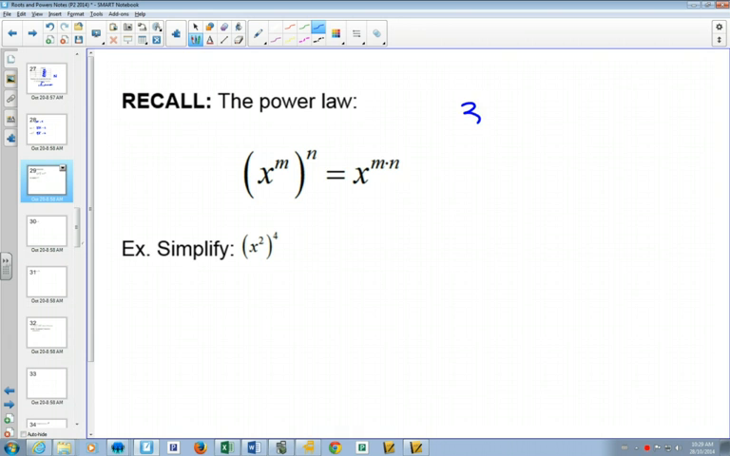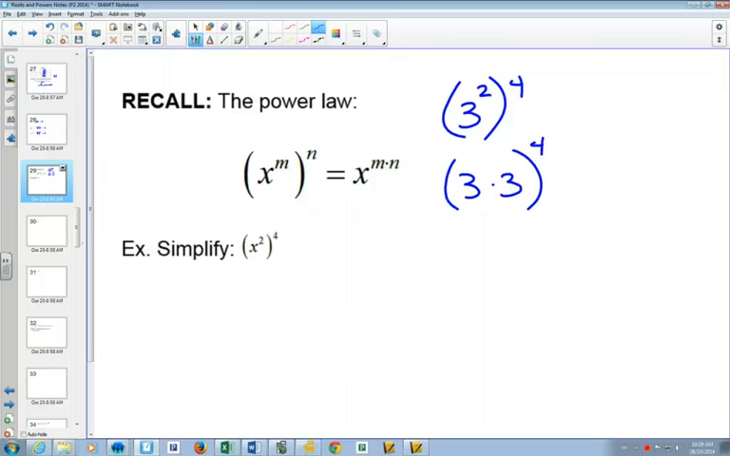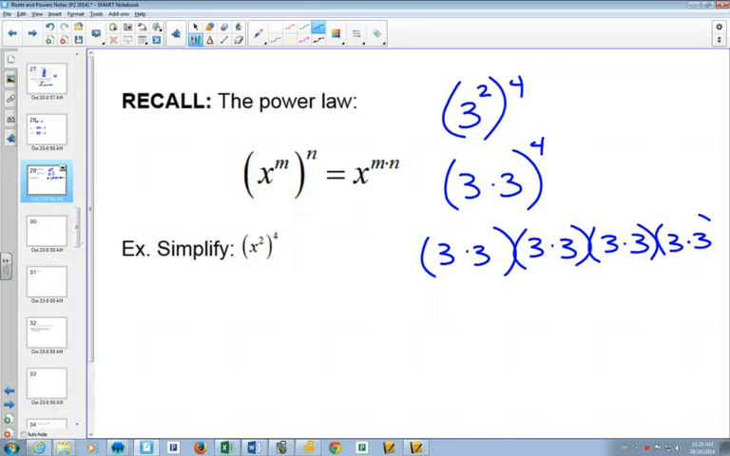Choose some numbers. Let's go 3 squared to the 4. Well, all an exponent means is repeated multiplication. So the 3 squared, that's the same as 3 times 3, to the 4. Because that's what squared means, right? And the 4 would mean that we have 3 times 3 once, 3 times 3 a second time, 3 times 3 a third time, 3 times 3 a fourth time. So how many 3s are there in total when they're all multiplied up? 3 to the 8. Now when you see that, does the law make sense that we should go 2 times 4 and get 3 to the 8?